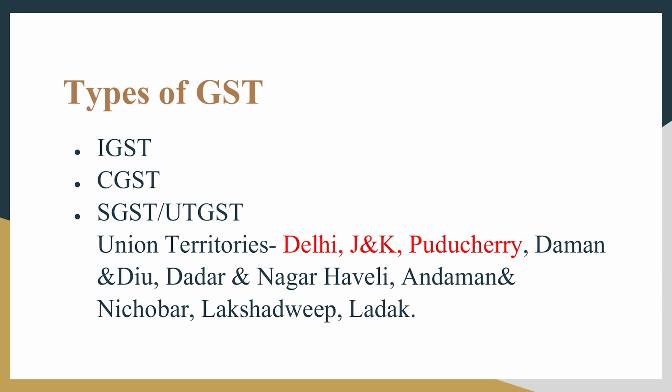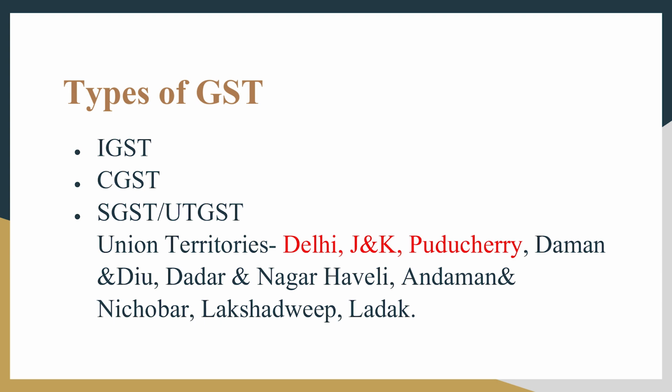Now what is UTGST? UTGST is nothing but Union Territory Tax. There are 9 union territories in India. They are Delhi, Jammu and Kashmir, Puducherry, Daman and Diu, Dadra and Nagar Haveli, Andaman and Nicobar, Lakshadweep and Ladakh. These are the 9 union territories in India. I have mentioned 3 union territories out of the 9 in bold and in red color.